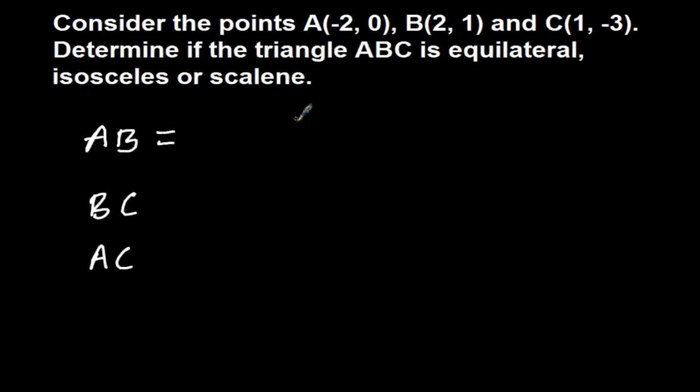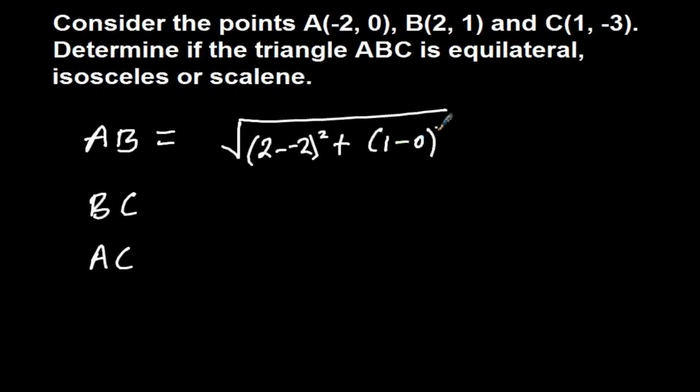So to find AB, that is the square root of (2 minus negative 2) squared plus (1 minus 0) squared. And 2 minus negative 2 is 4 squared, which is 16. And then 1 minus 0 is 1 squared, which is 1. So that will be the square root of 17. That is for AB.